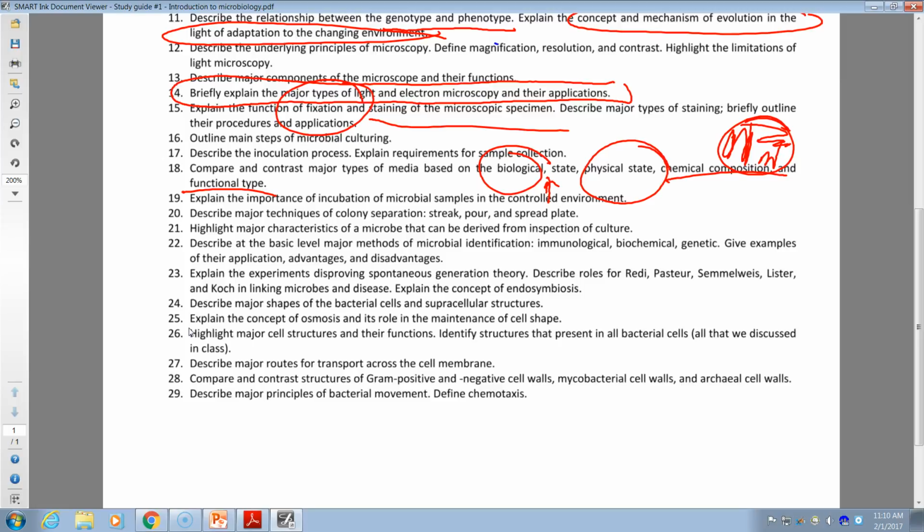Spontaneous generation. Know about Redi and Pasteur, those two experiments. Koch's postulates. I'm not going to be asking about the postulates themselves, but know what Koch did. Definitely know that those are postulates linking microbes, the microbial infection, and the disease, microbes and disease.